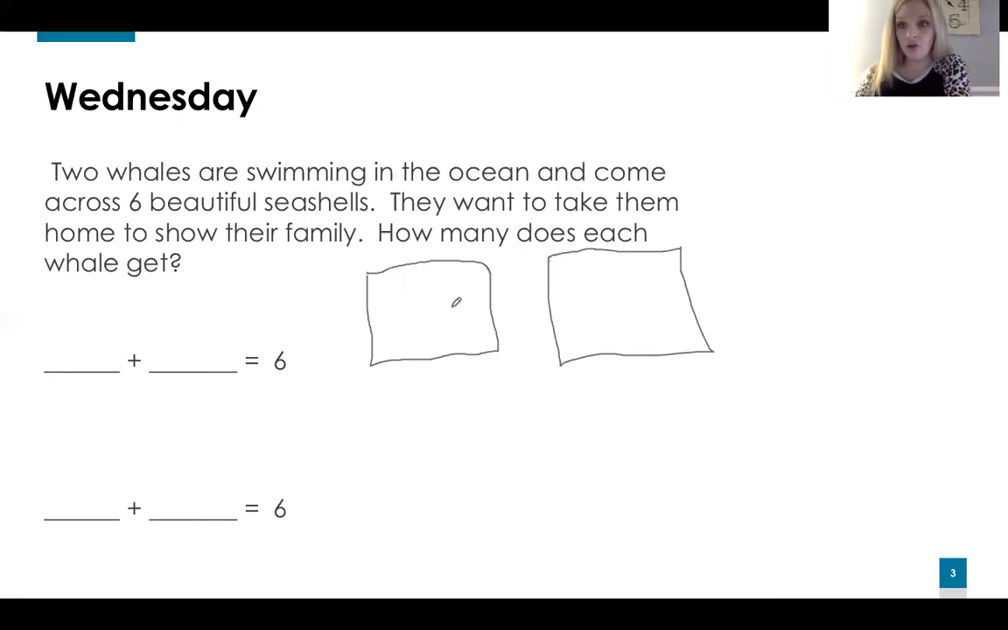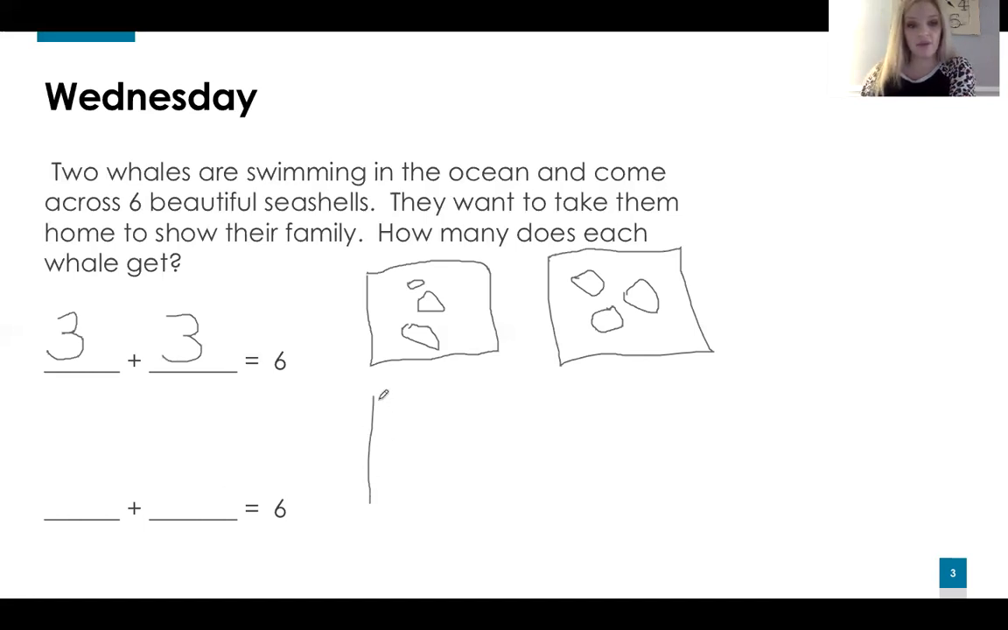Well, I'm going to draw circles until I get to 6. 1, 2, 3, 4, 5, 6. How many did each whale get? 3 and 3. So my equation would be 3 plus 3 equals 6. Is that the only way to make 6? No. So I could come up with another way.